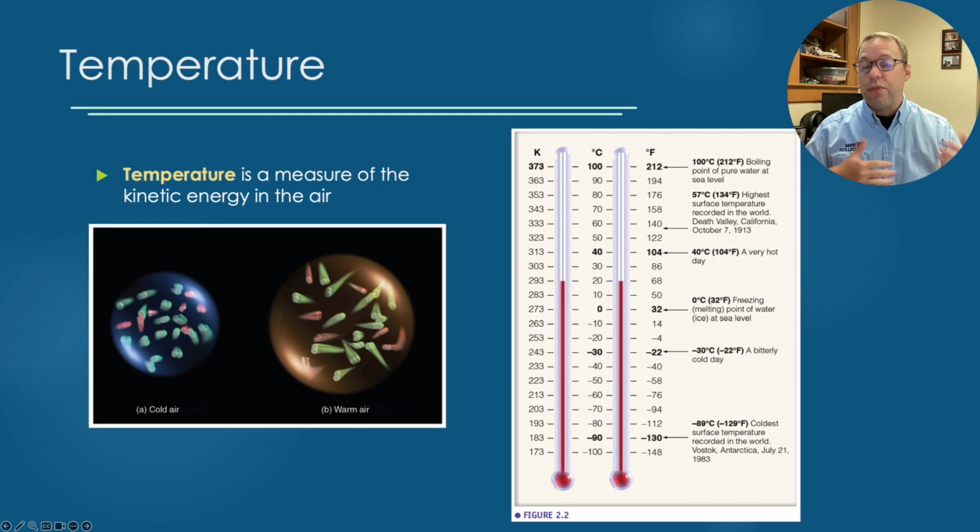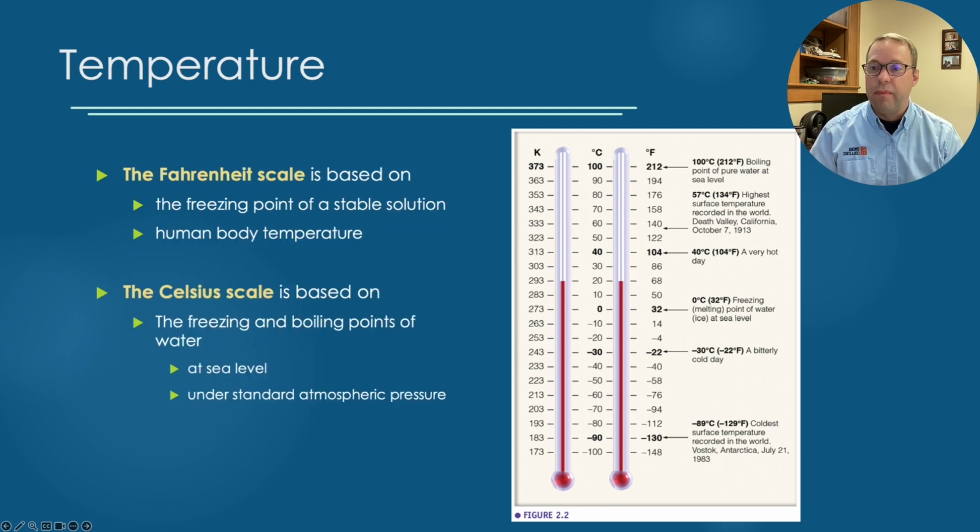Now, we have three different scales to measure temperature. We have Fahrenheit, which is the one we're most used to here in the United States, Celsius, which is most used in the scientific community, and Kelvin, which is also used in the scientific community. Celsius is also the unit used in other countries as well. I should mention that as well.